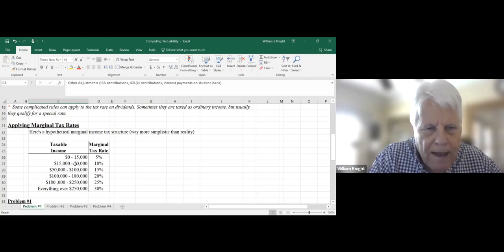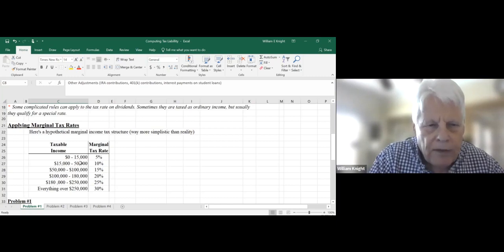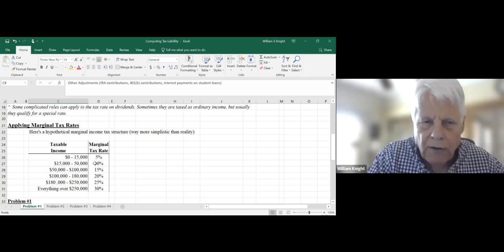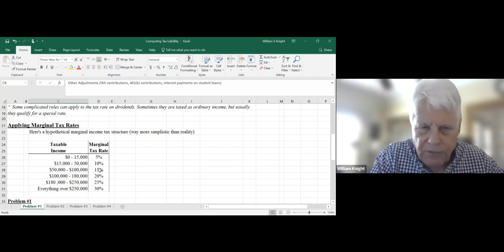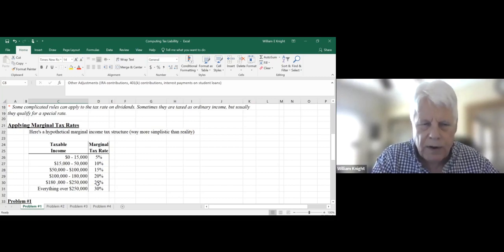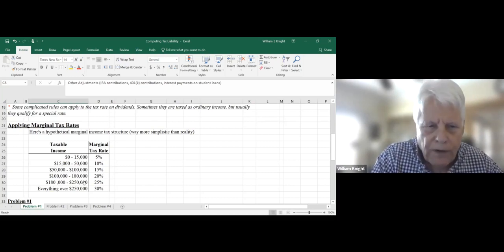This next $35,000 increment of income, from $15,000 to $50,000, that's a $35,000 increment of income. That $35,000 increment of income is taxed at a marginal rate of 10%. Here's a $50,000 increment of income that's taxed at 15%, $80,000 increment of income that's taxed at 20%. There's a $70,000 increment of income that's taxed at 25%, and everything that you earn that is taxable over $250,000 is going to be taxed at 30%.